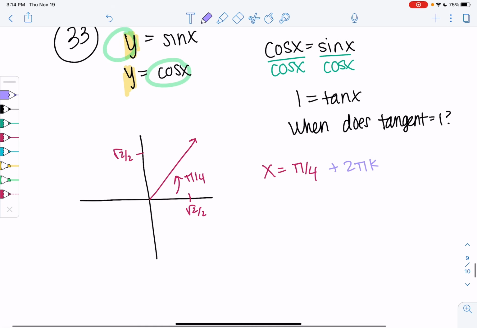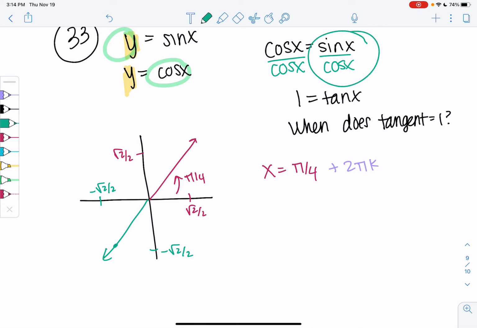There's one other angle where tangent equals 1, and that's in the third quadrant when we have negative root 2 over 2 and negative root 2 over 2. So pull out your unit circle and remind yourself of this. And that's again because tangent is sine over cosine. And that angle would be 5 pi over 4. And again, we would add 2 pi k. So those are my x values, and then we need the y values.